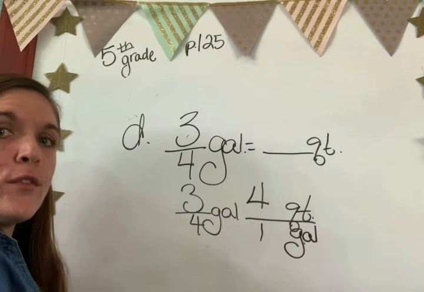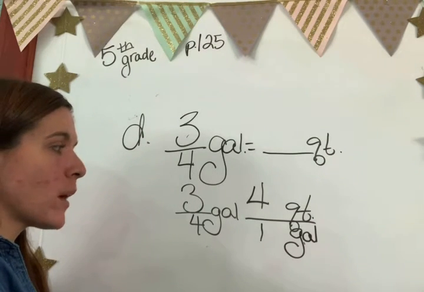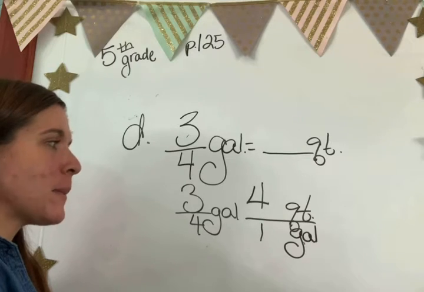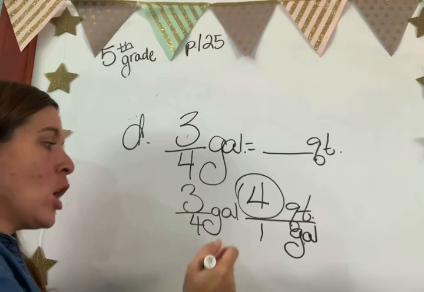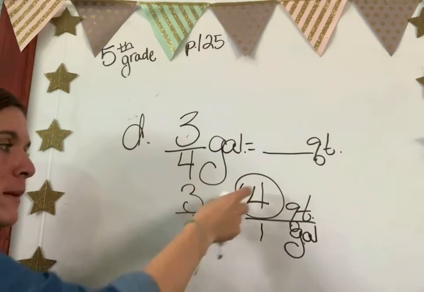Okay, 4 quarts in 1 gallon, so what are we gonna do? We're gonna multiply because the 4 is on the top. And remember, the number that's not 1, if it's on the top, you multiply. But this time we get to multiply just like this, 3/4 times 4 over 1.